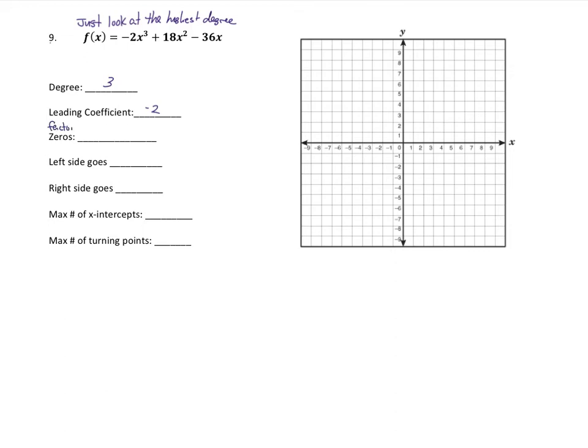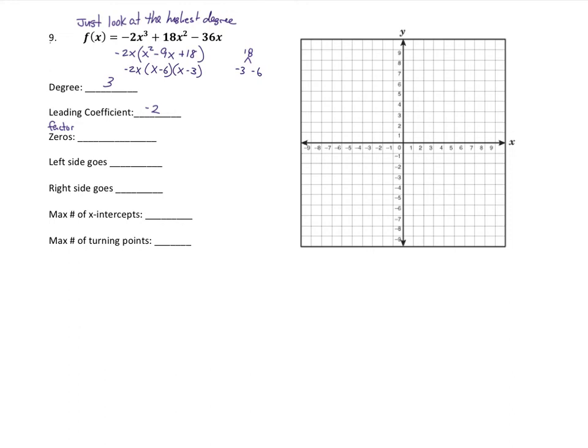To find our zeros, we're going to factor. So always start off with looking to see if there's a greatest common factor. You can take out negative 2x, which leaves x squared minus 9x plus 18. And so now we're looking to see what multiplies to give us 18 that adds to give us negative 9. That's going to be negative 3 and negative 6. So we're going to factor that to x minus 6, x minus 3. And we've still got our negative 2x out there in front.